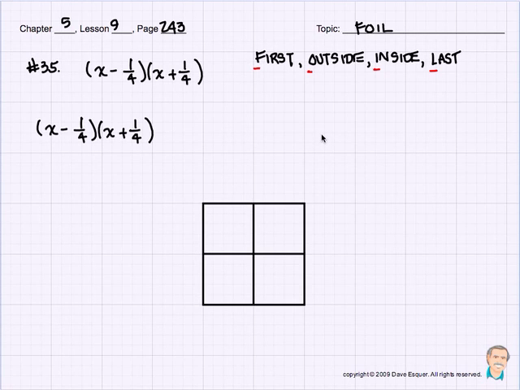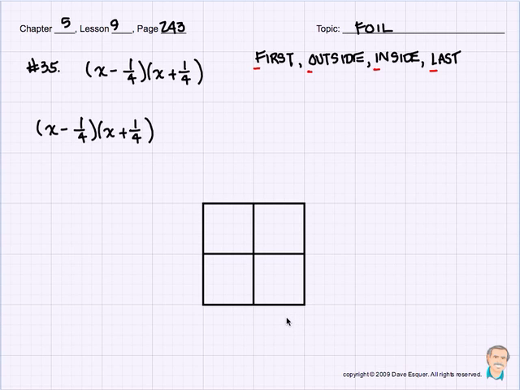Good morning. Chapter 5, Lesson 9 is on page 243. We're going to be using multiplication of binomials, and we're going to be using the FOIL method: first, outside, inside, last. And we're also going to be using the box method, which I'll show you the second time.